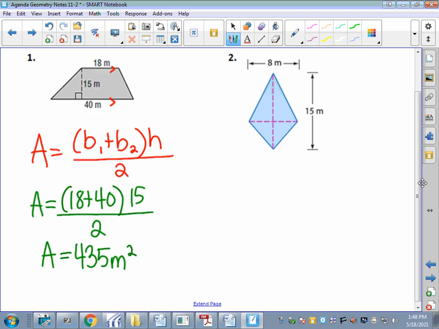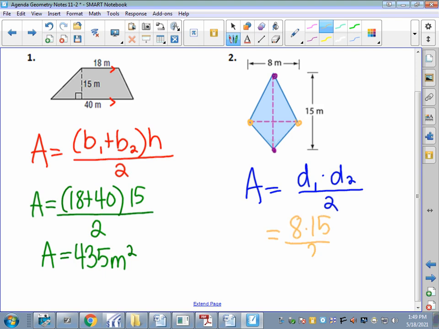Number 2 looks a lot like a kite to me. So if we've got a kite or a rhombus, it doesn't matter which. Remember, our area is going to be equal to multiply your diagonals all over 2. Well, this one's pretty much shouting at you. One diagonal from this side to this side is 15. The other diagonal is 8. So all we do is 8 times 15 all over 2. It doesn't matter if it's 8 times 15 or 15 times 8, right? Does not matter. I'm going to jot down over here.